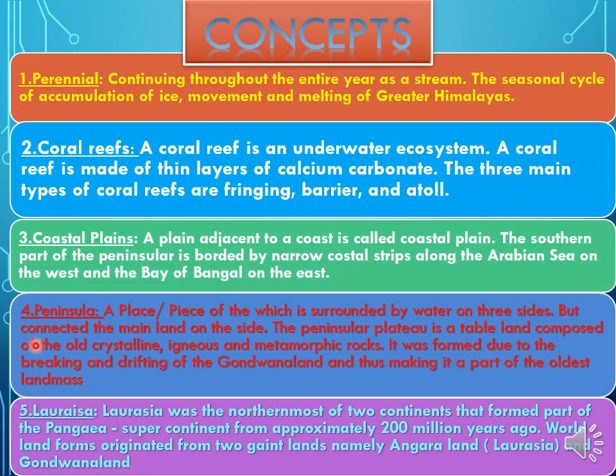The important concepts are explained here. Perennial: flowing throughout the year. Coral reefs: an underwater ecosystem made of calcium carbonate. Coastal plains: the plains situated near the coastal area. Peninsula: a piece of land which is surrounded by water on three sides. Laurasia: the northernmost of two continents that was formed as a part of the Pangaea supercontinent from approximately 200 million years ago.